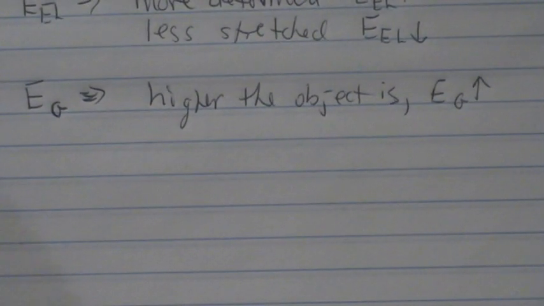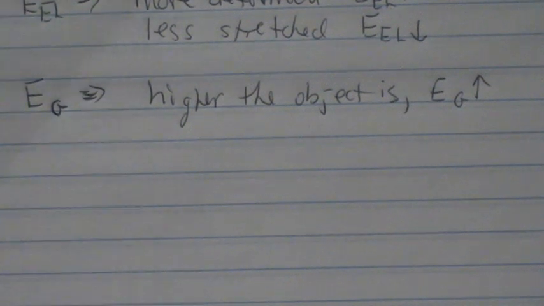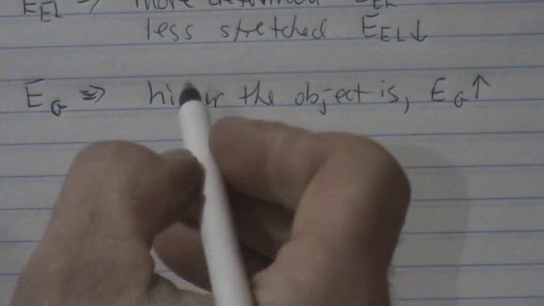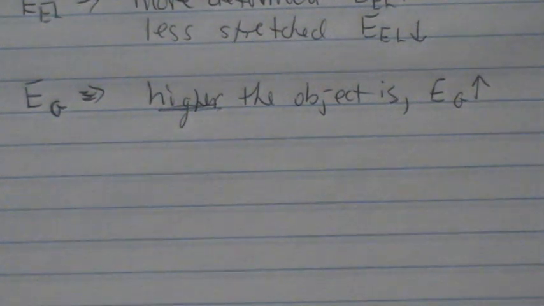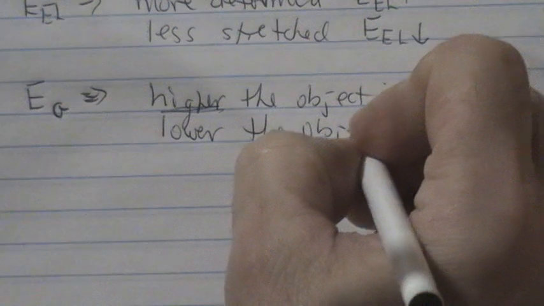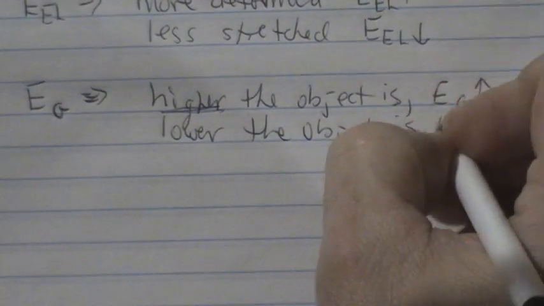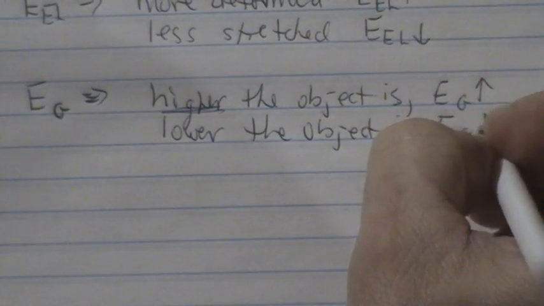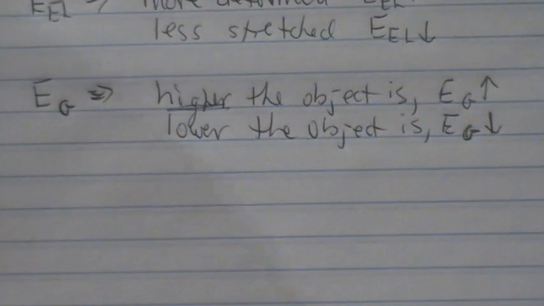So if something is moving up a hill or moving up a ramp, or you're just lifting it straight up, it's the vertical distance that matters. It doesn't really matter kind of sideways how far something might go up a ramp or go up a hill. The higher it is, the higher the gravitationally stored energy is. And then that means the lower the object is, the gravitationally stored energy becomes less.